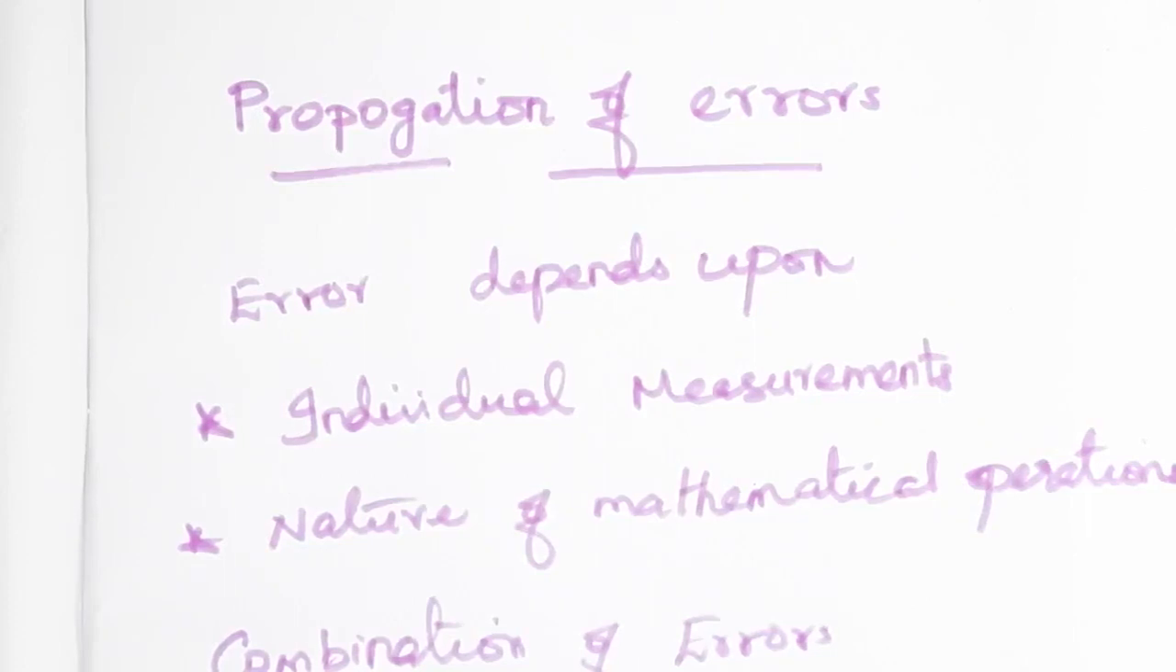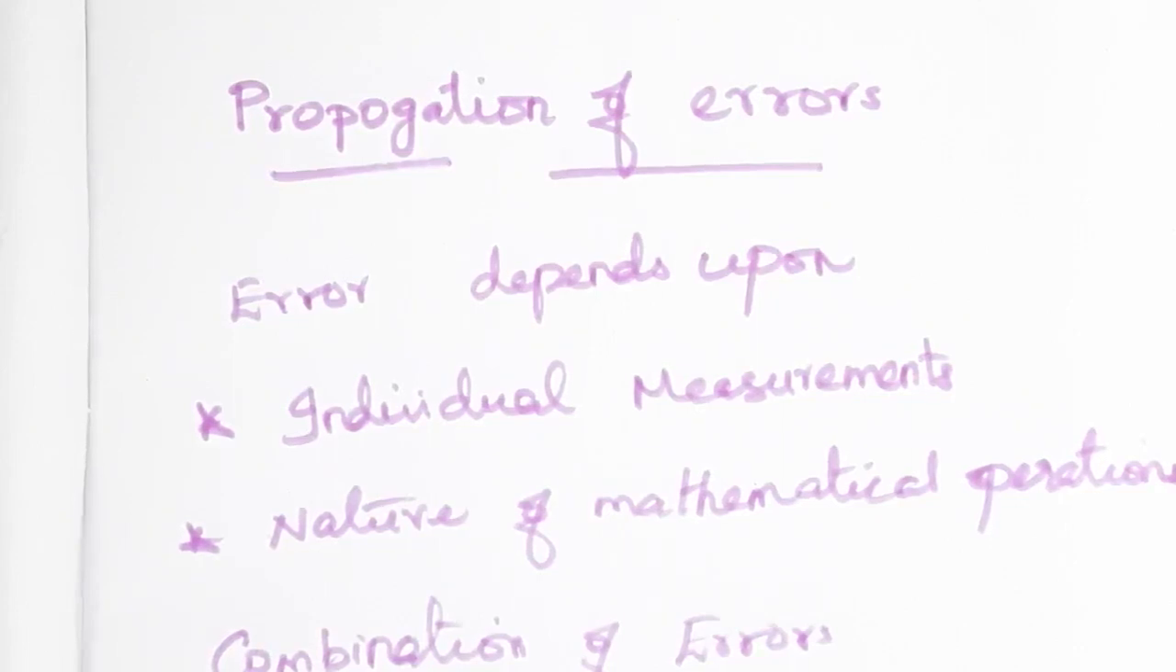I believe that you have watched yesterday's video. That is, we discussed error analysis. 4 types of error analysis I discussed: absolute error, mean absolute error, relative error and percentage error. Then I explained this example problem. I think you all have understood and you have practiced. Okay.